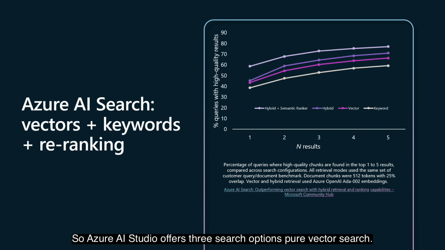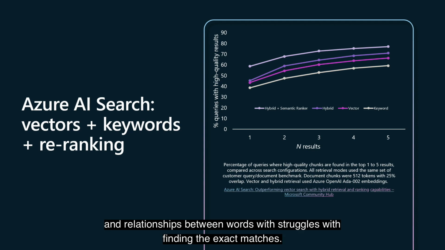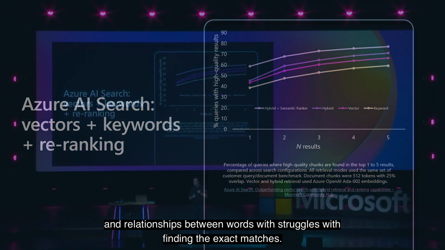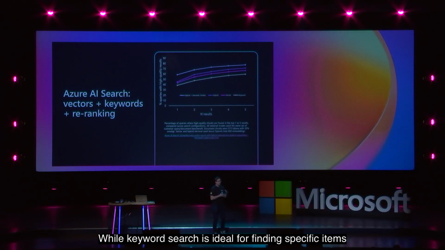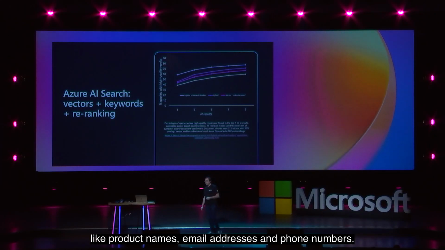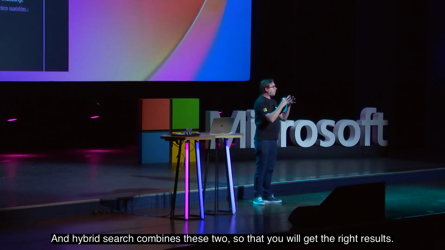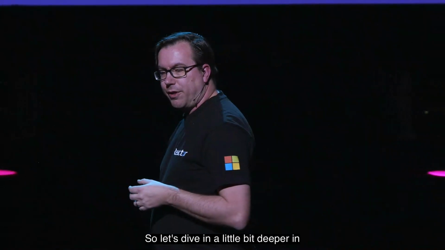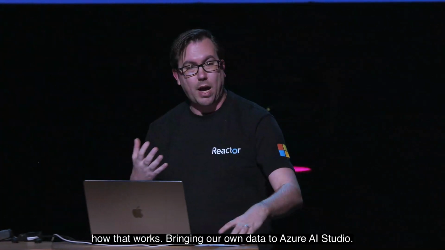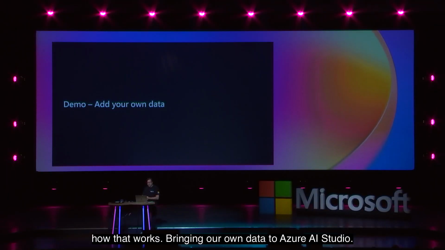So Azure AI Studio offers 3 search options. Pure vector search excels in understanding user intent and relationships between words, but struggles with finding exact matches. While keyword search is ideal for finding specific items like product names, email addresses, and phone numbers. And hybrid search combines these two so that you will get the right results. So let's dive a little bit deeper into how that works, bringing our own data to Azure AI Studio.